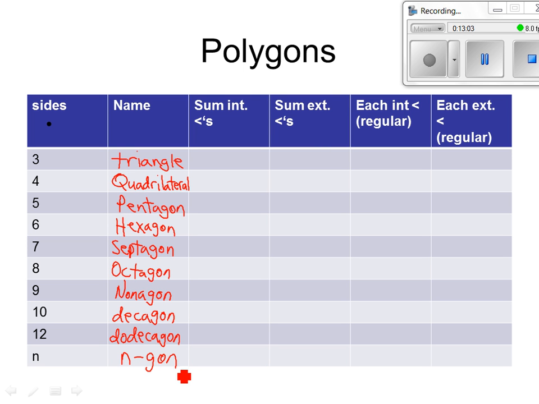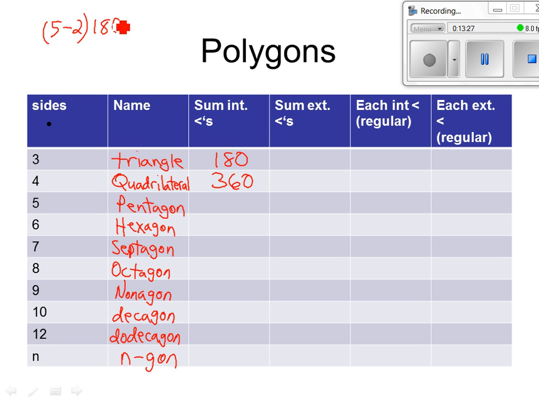Now to find the sum of the interior angles. Triangle, you already know the angles inside a triangle have to add up to 180. 360 for a quadrilateral. Now for a pentagon, hexagon, and the rest of these, I'm going to write this up here, and we'll only do a couple of them. Hopefully after a couple, you'll see the pattern. Make sure you got your calculator out. It can be real helpful. Make it go a little quicker.